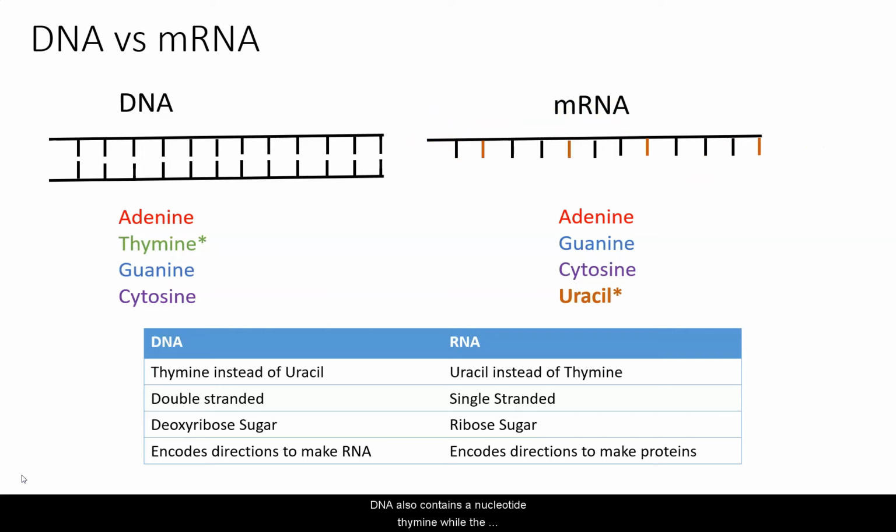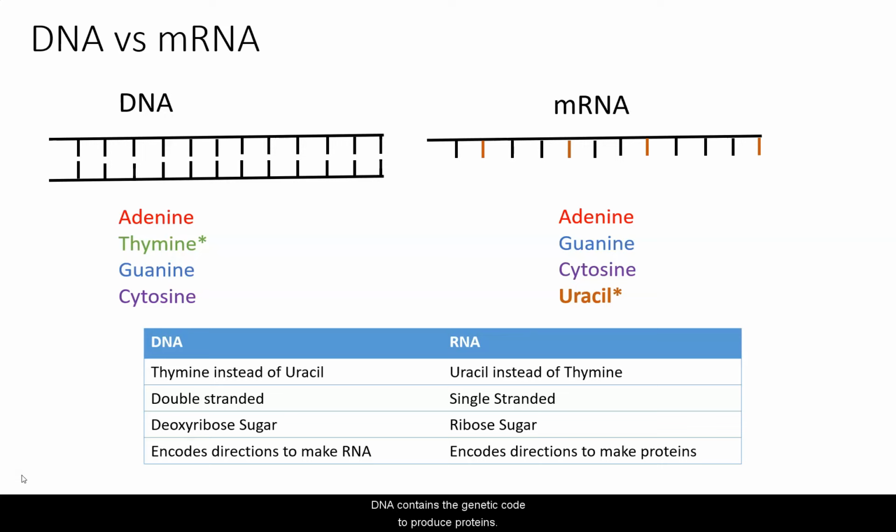DNA also contains the nucleotide thymine, while RNA contains the nucleotide uracil. Another difference in these two molecules is their different functions. DNA is used to encode and produce RNA, and there are several different types of RNA. The RNA that I'll go over is mRNA, with the M standing for messenger.